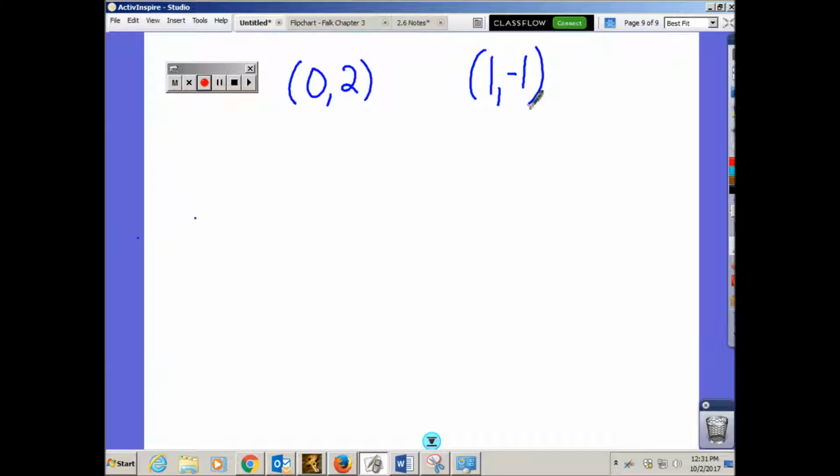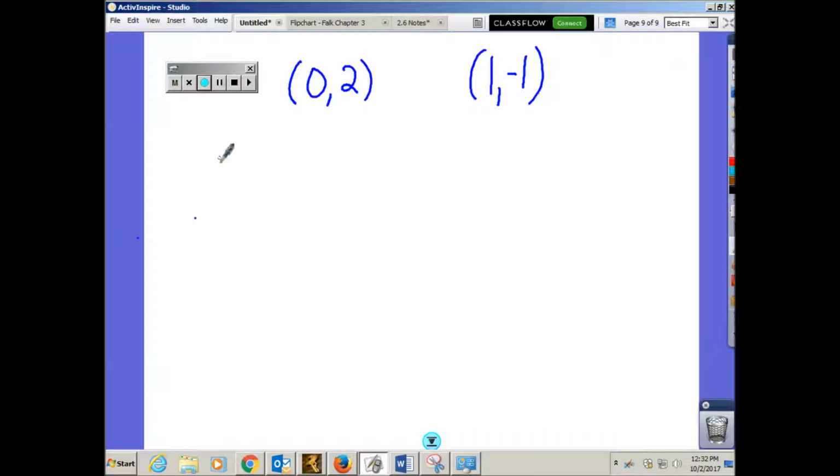y2 minus y1 over x2 minus x1. Yeah, I don't know if they'll hear you because the thing's all the way up here. Do you want to come up and say it closer to the microphone? But he said y2 minus y1 over x2 minus x1. So it doesn't matter which I use as my first or my second.